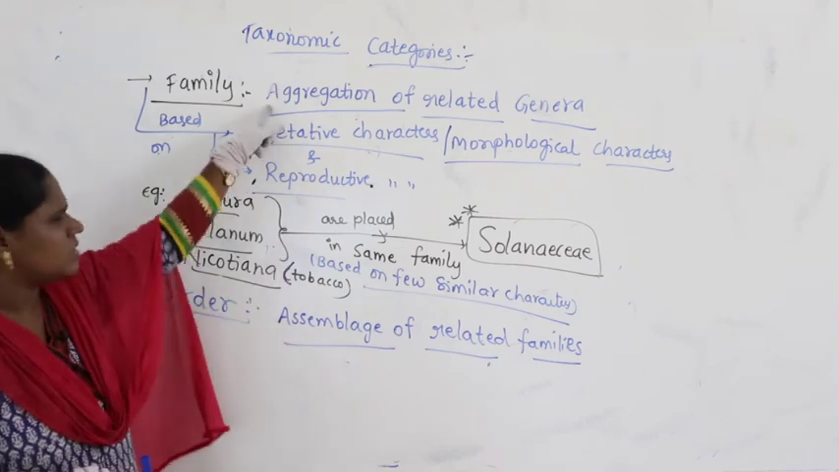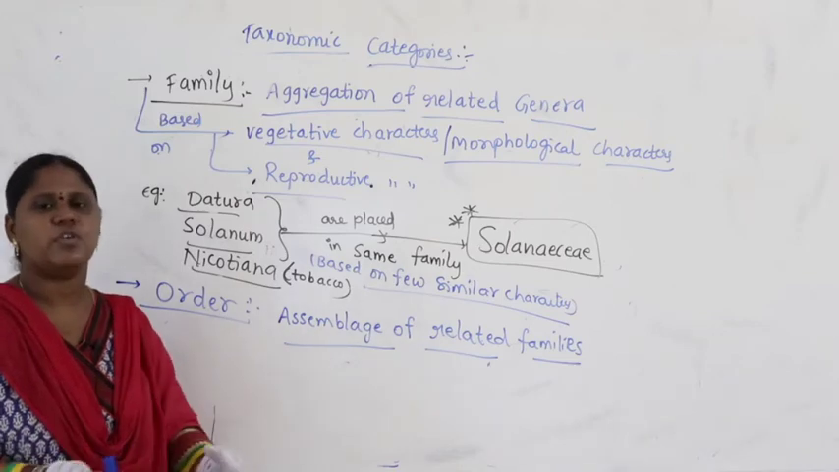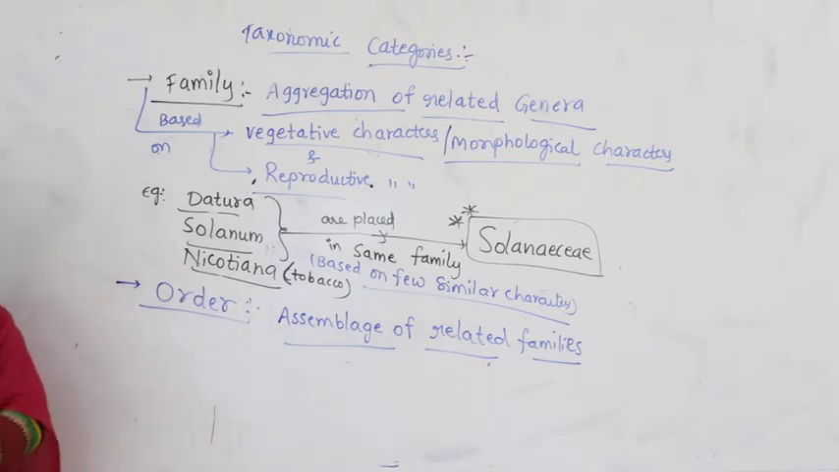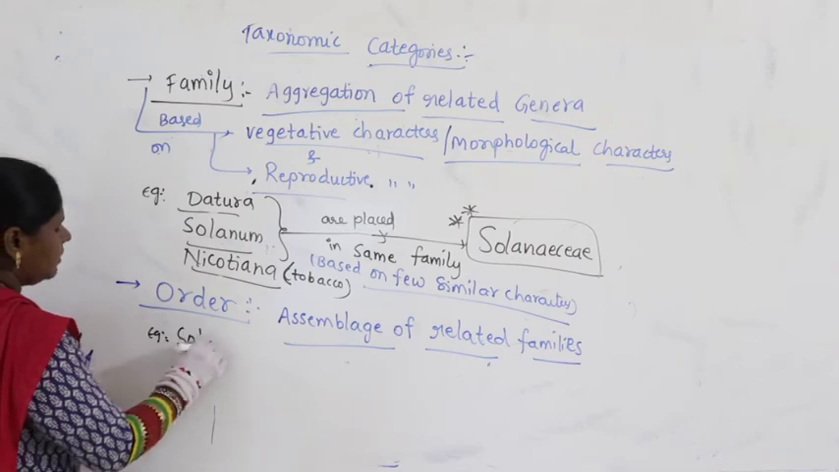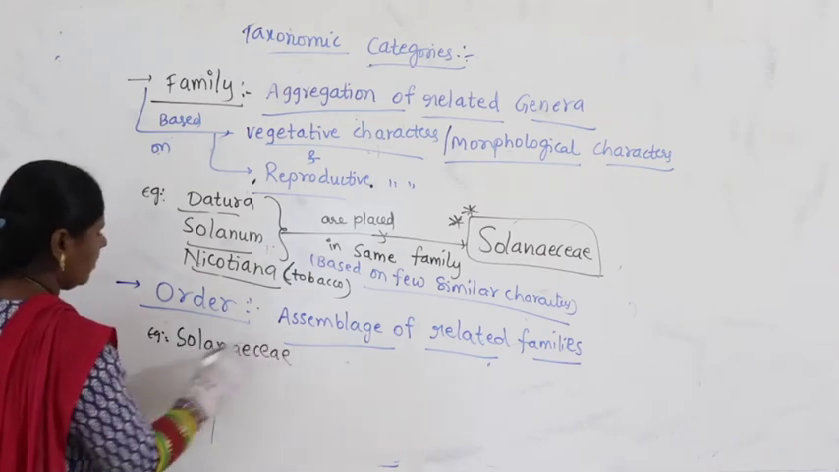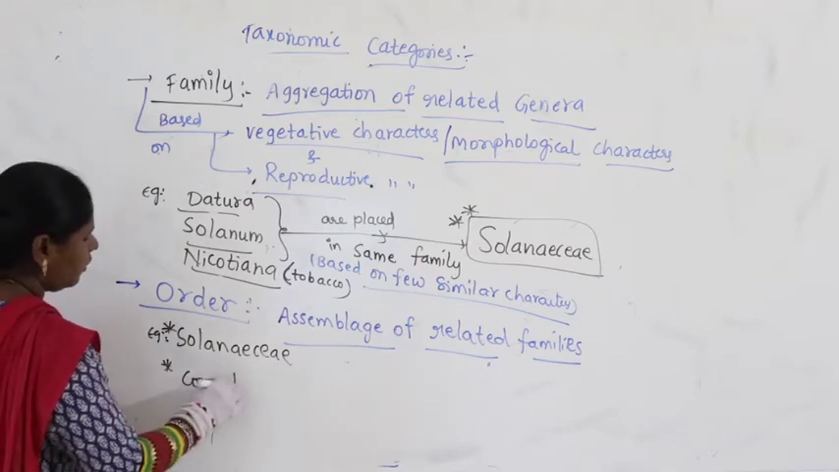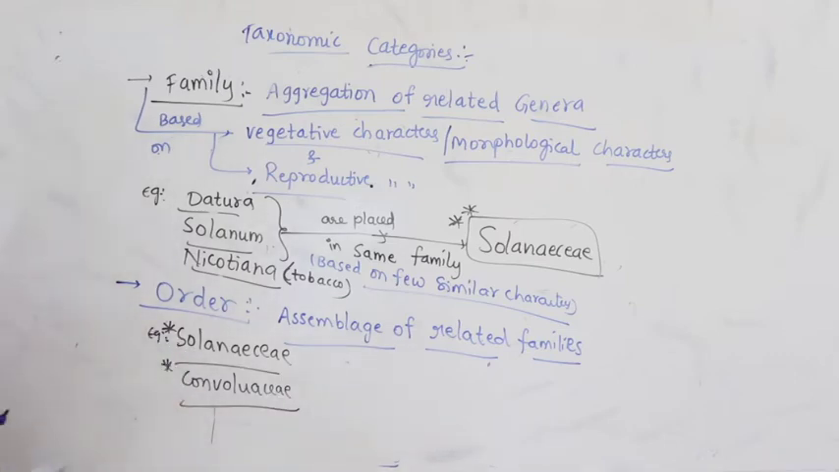Or simply you can write a combination of related families, or aggregation of related families, the same terminology, or assemblage of, meaning joining of different families. When you keep families together based on a few common characters, they all will be placed in a particular order. For example, let us take the example here, Solanaceae and Convolvulaceae. There are two families which we are taking, Solanaceae and Convolvulaceae.